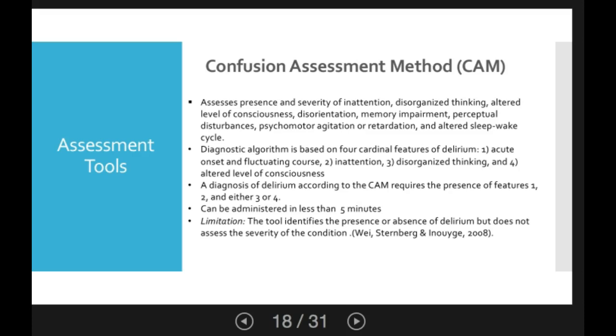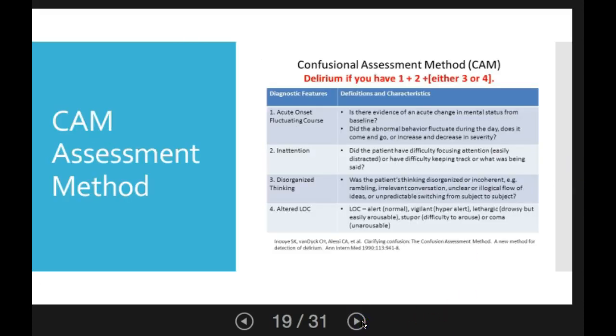A diagnosis of delirium, according to the CAM, requires the presence of features 1, 2, and either 3 or 4 in their tool. One limitation to CAM is that it is used to identify the presence or absence of delirium, but does not assess the severity of the condition. On our next slide, we will just take a brief look at the tool.